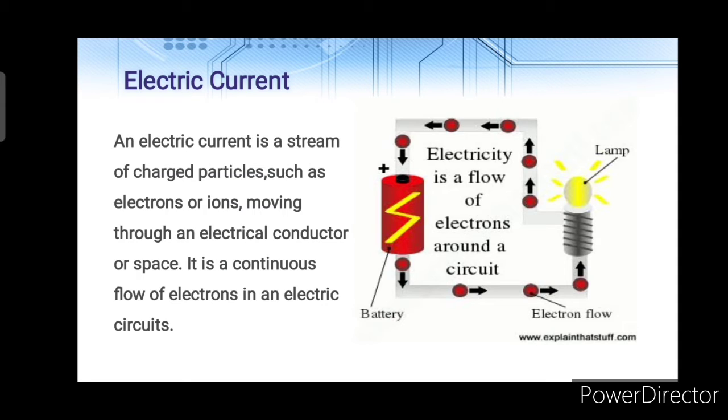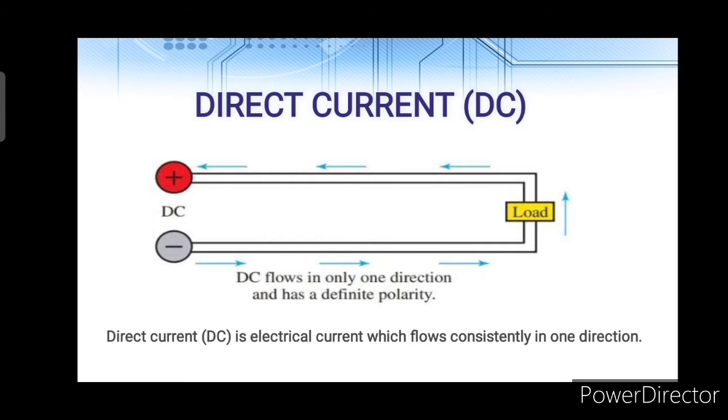For a better understanding, let us proceed to the definition of direct current and alternative current. So, direct current or DC is electrical current which flows consistently in one direction.